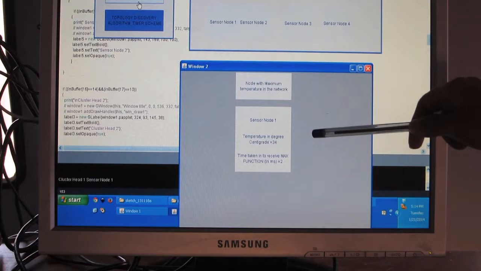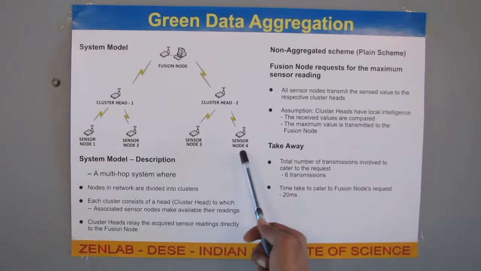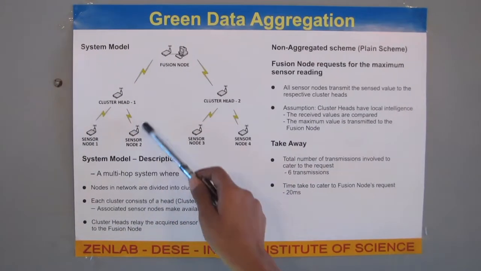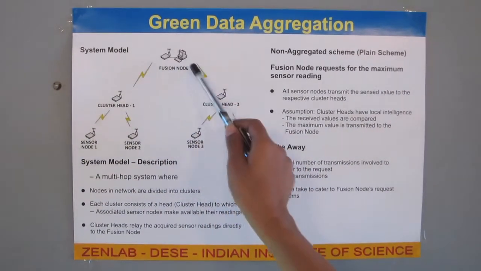When the fusion node makes a request for the maximum temperature, the sensor nodes read their temperature value and send their information to its cluster heads once its timer expires. The window here indicates that sensor node 1 has sent its reading to cluster head 1, and window 2 indicates the information received by the fusion node from cluster head 1, which indicates that sensor node 1 has the highest temperature.